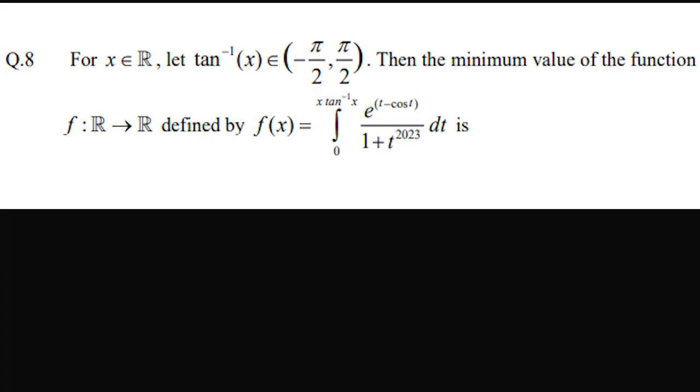Now for question number 8, we are given tan inverse x in its principal value range, and it says we need to find minimum value of this function f(x), which is given by this integral from 0 to x of tan inverse x, and this is (e^(t − cos t))/(1 + t^2023) dt.